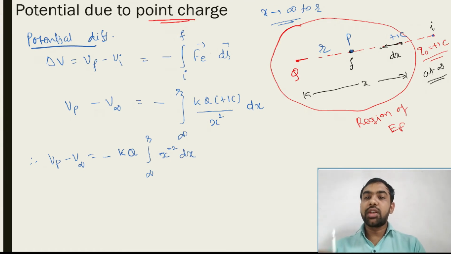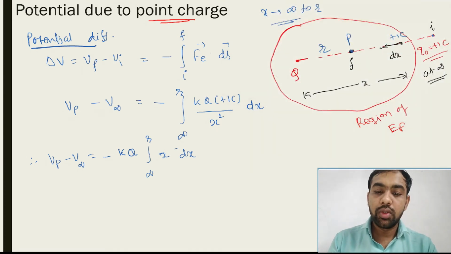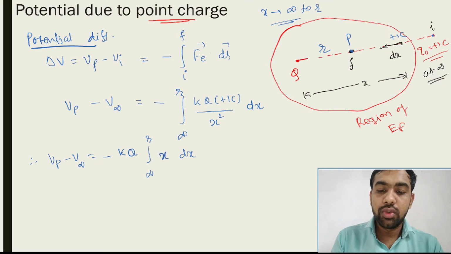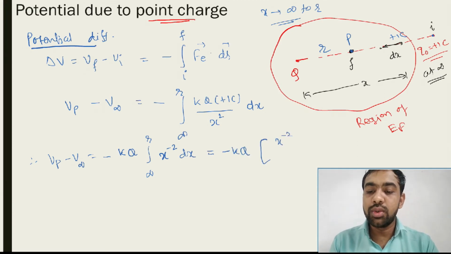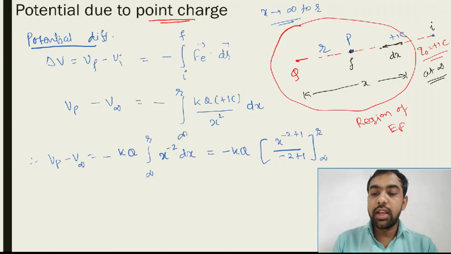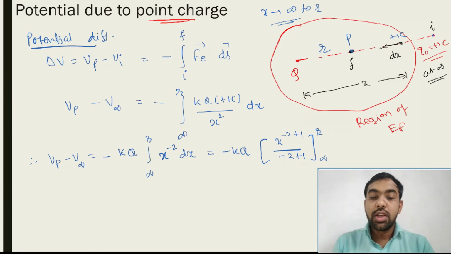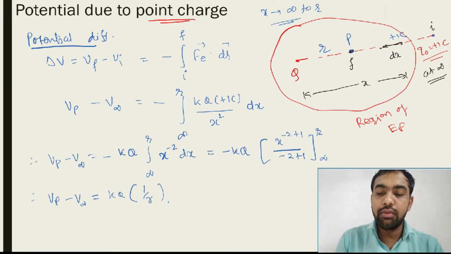This minus 2, which is in the denominator, comes to the numerator and becomes x raised to minus 2. So the power increases by 1, and the new power comes in the denominator, so it is equal to minus kq times x raised to minus 2 plus 1 upon minus 2 plus 1. Limit is infinity to r. Okay, so in the denominator minus 1, and minus minus becomes plus, and x raised to minus 1 comes in the denominator, that is a plus 1. So the answer is what? Vp minus V infinity is equal to kq 1 upon r, limit is infinity to r.